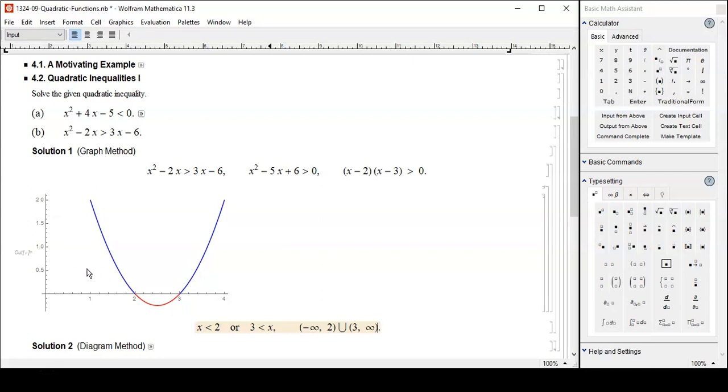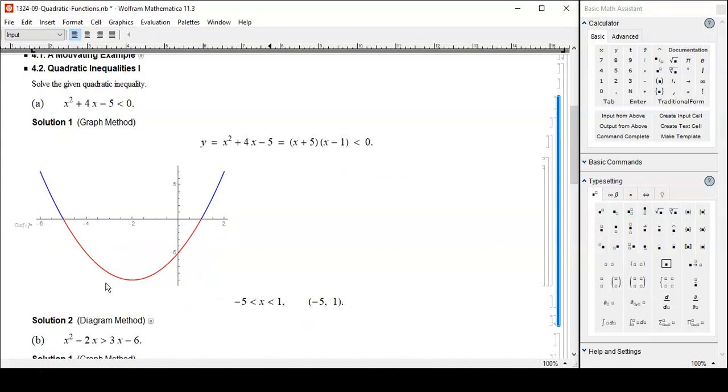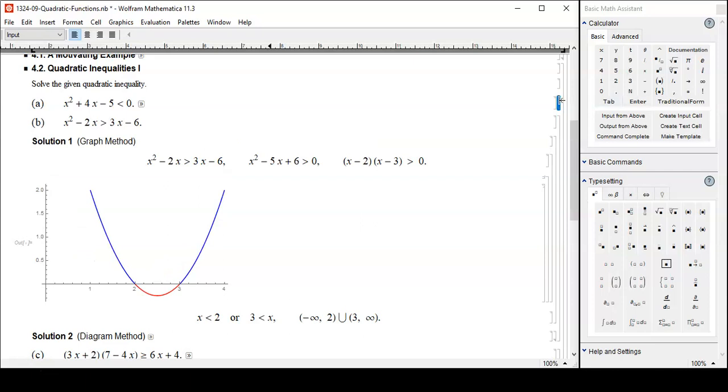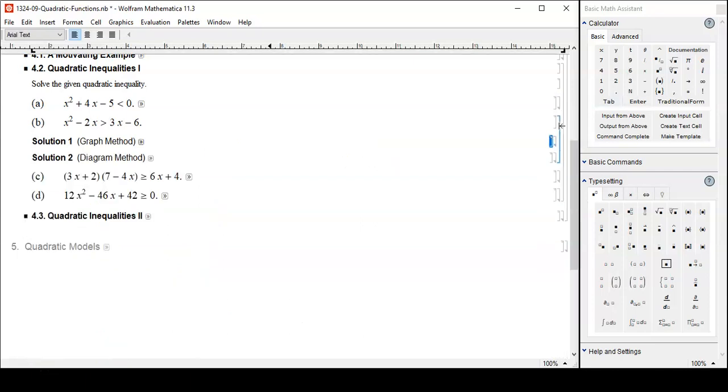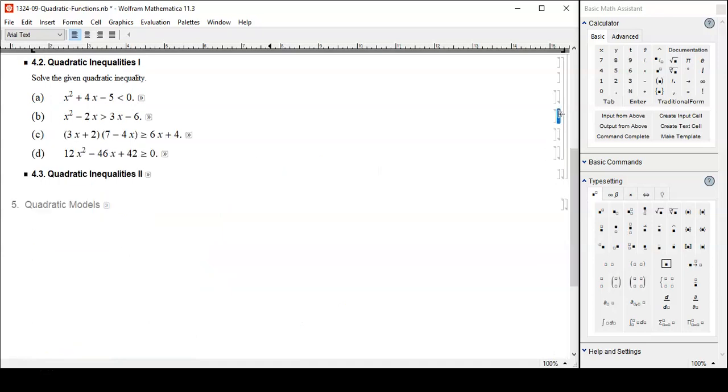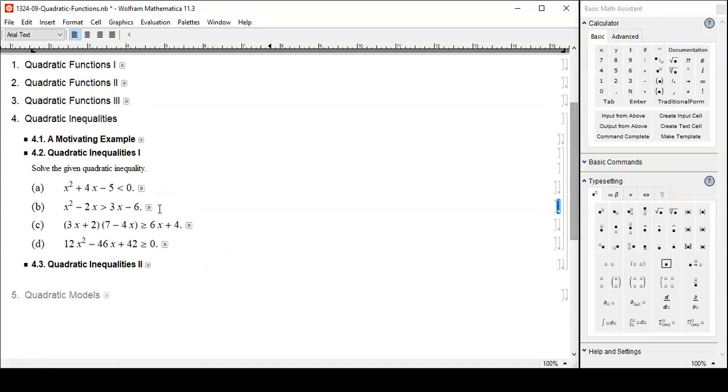This one union that one. In general, if a quadratic expression is greater than 0, you'll have to do this or that. Less than 0, you're going to get a double inequality. Always couple with a picture. Let's see, do we have enough time for another problem?